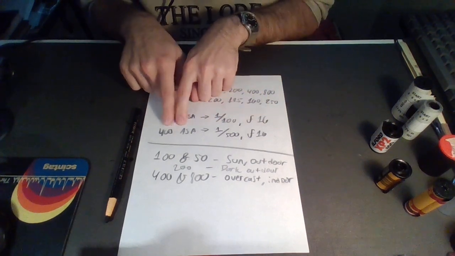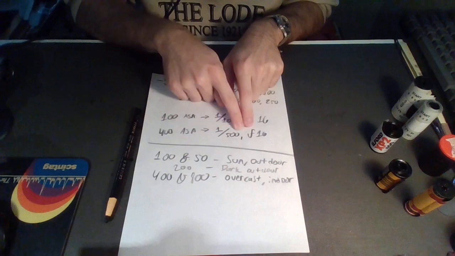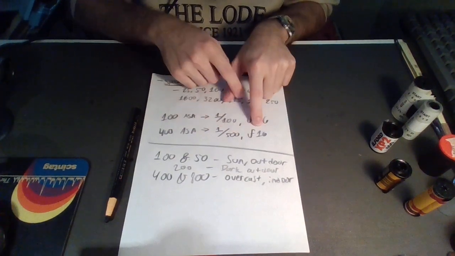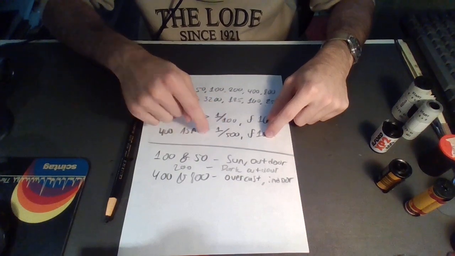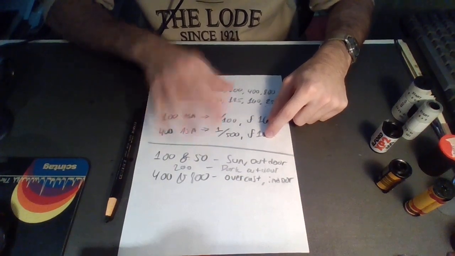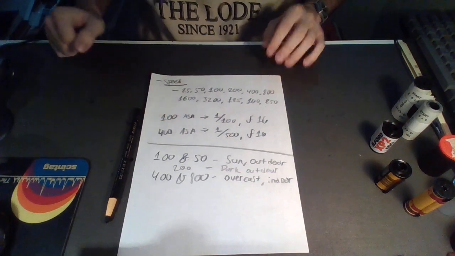To get proper exposure for the 400 speed film, you'd want the closest to that, which on most cameras would be 1/500th of a second, at f16. You'll see the aperture remains the same, but the shutter speed is faster on the faster film. This is why having a faster film or a slower film can be useful.